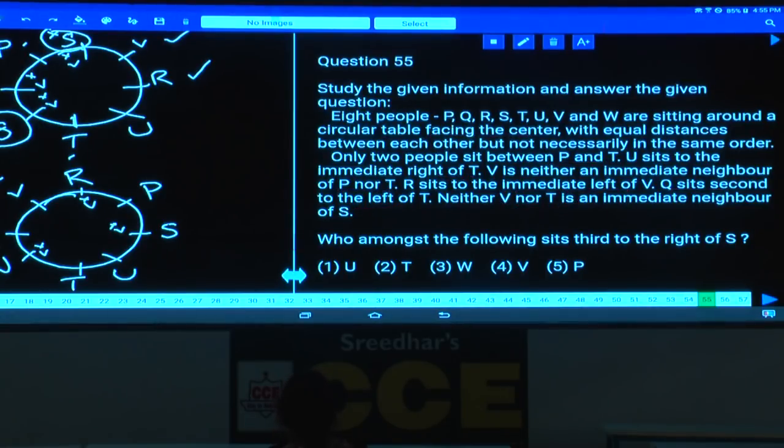Done with this? Then question number 55. Who among the following sits third to the right of S? Now tell me who is the person seated third to the right of S? V. That is choice 4.